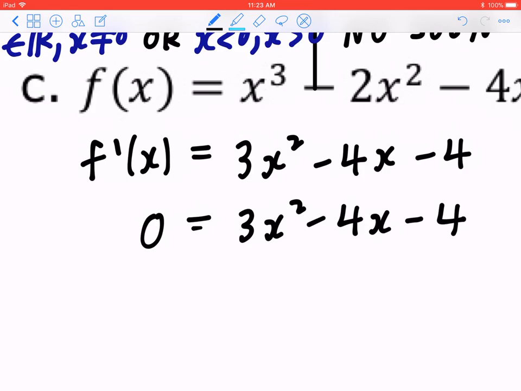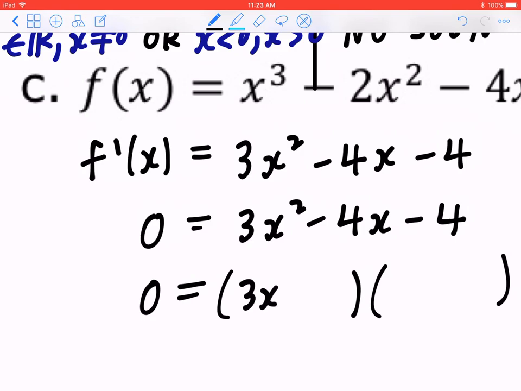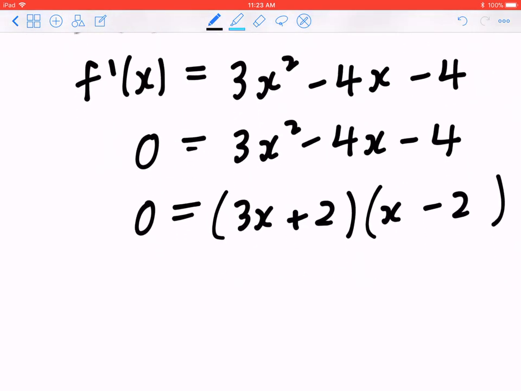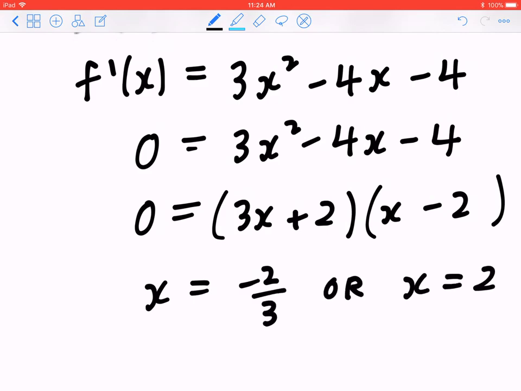By inspection, you can tell that there are two answers, and from grade 10 academic math, you did complex factoring. So if you think about 3x squared, that's going to be 3x times x. If you think about the factors of negative 4 that would give you a sum of negative 4, one combination, or maybe I should say the only combination, is negative 6 plus 2. So now, when you solve for x, x equals negative 2 over 3, or x equals 2.